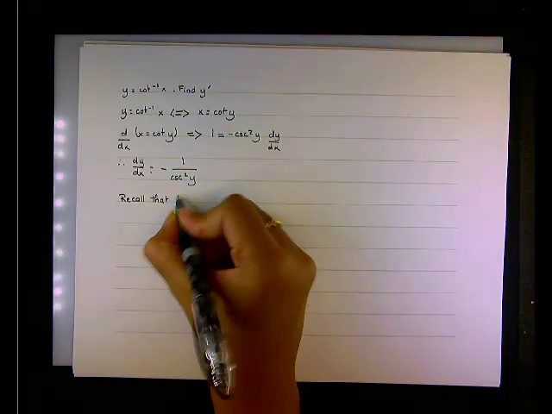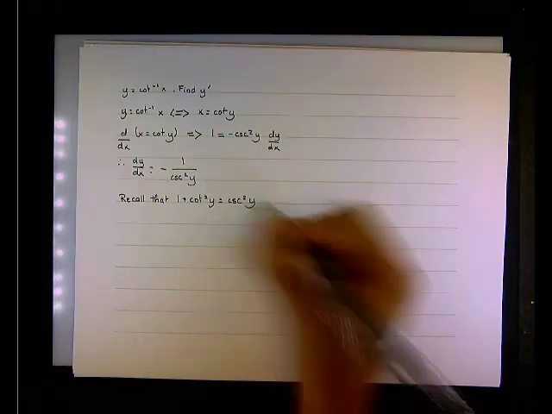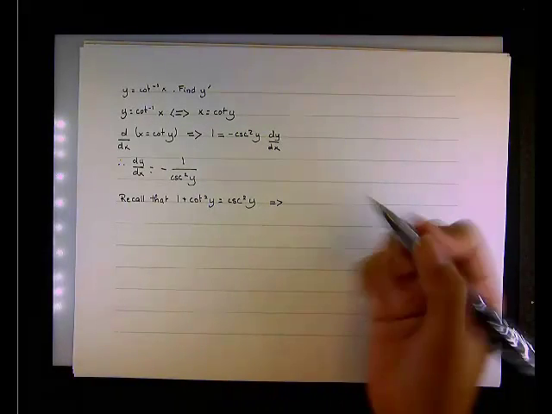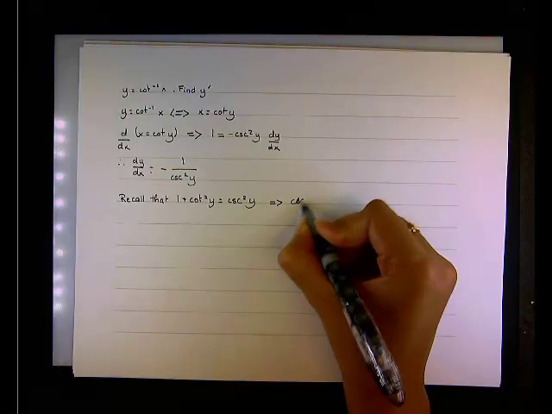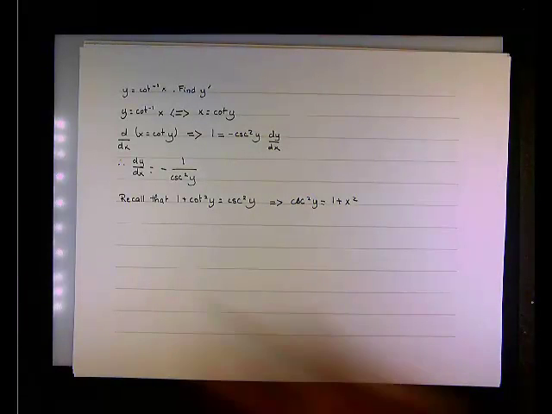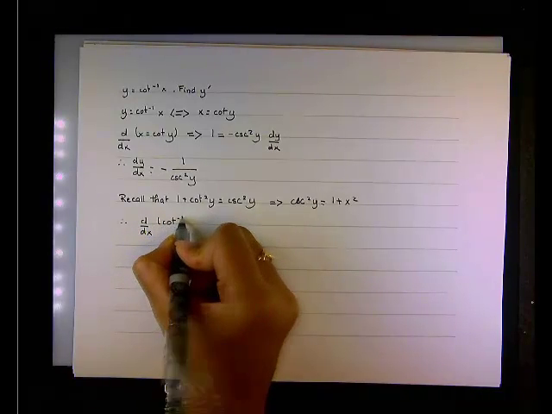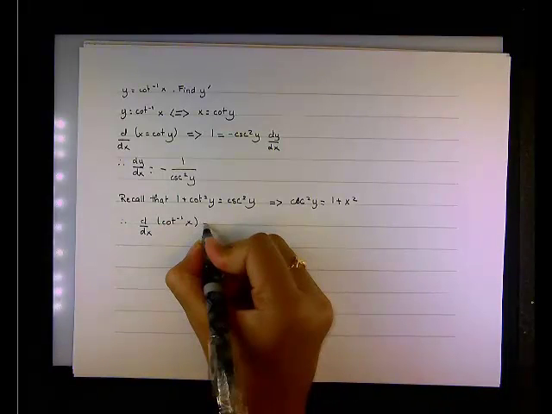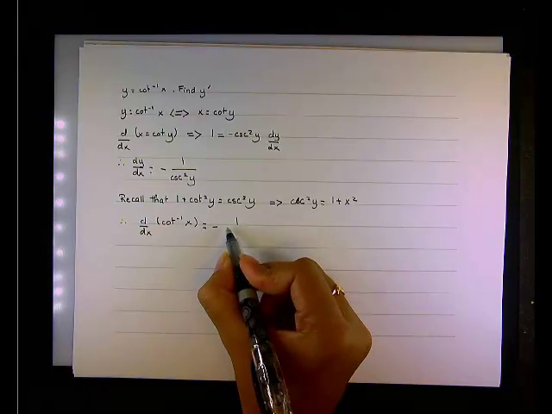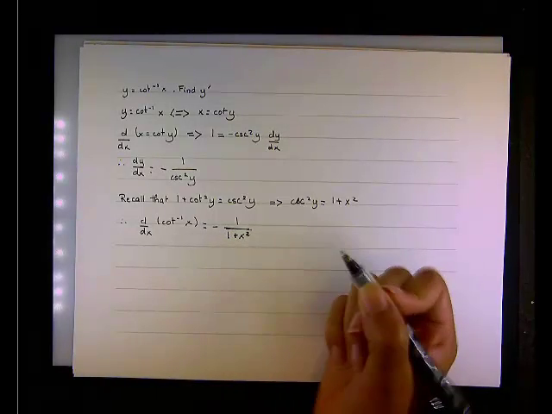Recall that 1 plus cotangent square of y is equal to cosecant square of y. And all we have to do is to substitute cotangent square of y by x squared. Cosecant square of y equals 1 plus x squared. And we can conclude that the derivative of inverse cotangent of x is equal to negative 1 over 1 plus x squared.